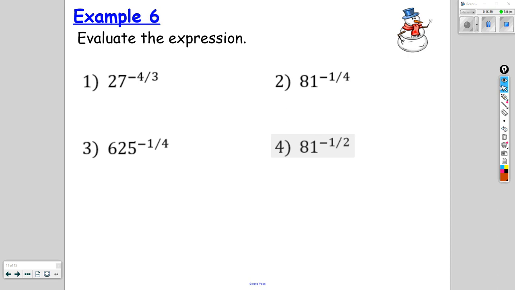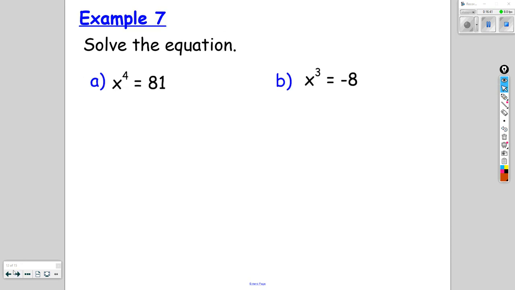Oops. Let's check out the next one. This is our first solving one. Okay, we might skip some coming up here, but we're going to do these two. We have x to the fourth equals 81. All right, what we're going to have to do is get rid of that exponent. Okay, what undoes the fourth power is a fourth root. All right, they're inverse operations. So that means we're going to take the fourth root of both sides. And the fourth root of 81, like we saw before, was 3.